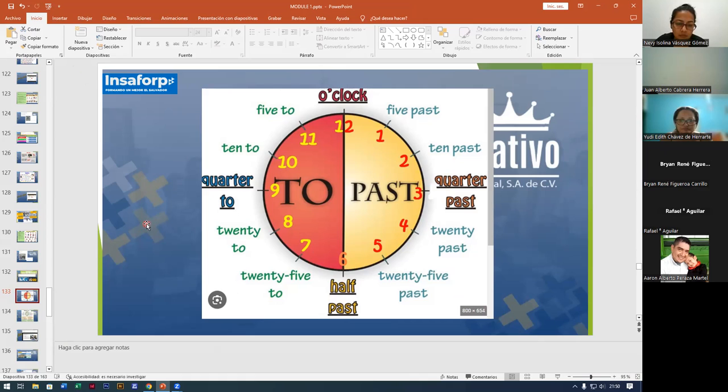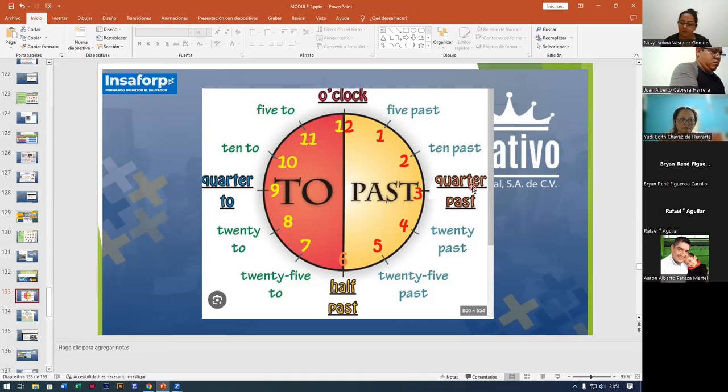9:50. It's 9:50, exactly. So you can say it this way, se puede decir de esta manera que es bien común, pero también puedo decir que faltan 10 a las 10, right? In that case, it will be: it's 10 to 10. So if you say o'clock, en punto.